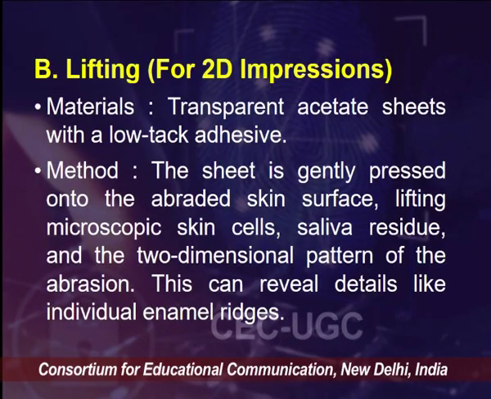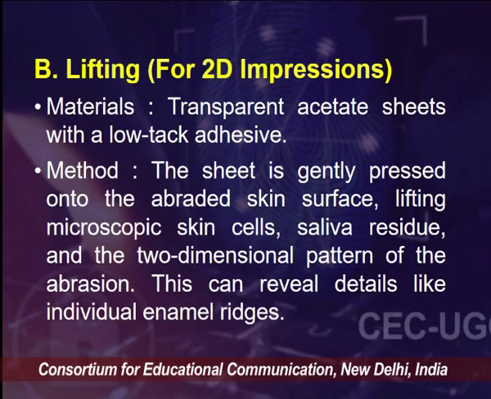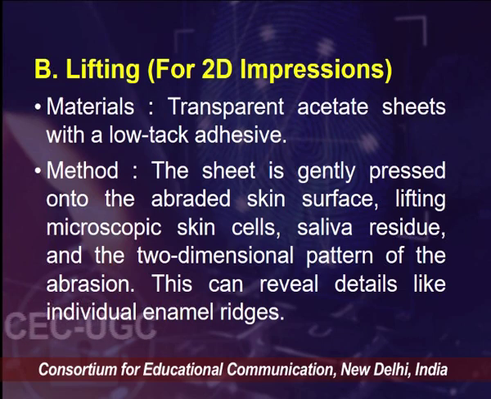After completing the photography, we lift the 2D impressions and the 3D impressions. For 2D impressions, there are transparent acetate sheets which have a low-tack adhesive. We press that sheet over the bite mark onto the abraded skin surface, and we lift the microscopic skin cells, saliva residue and the 2D patterns of the abrasion. This can reveal small details like the individual enamel edges. For the 3D impressions, we take the preservation and the casting.